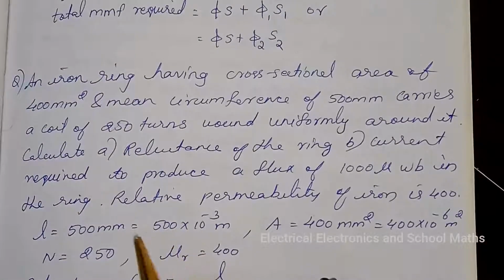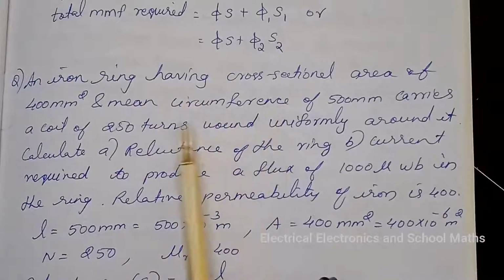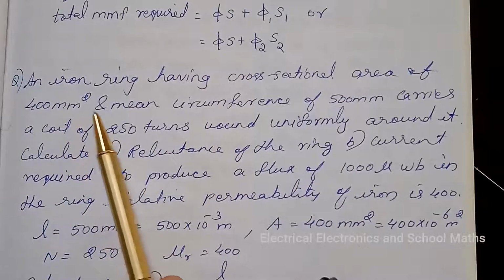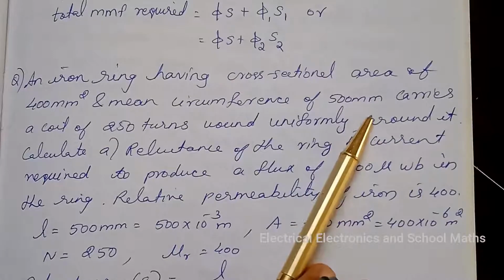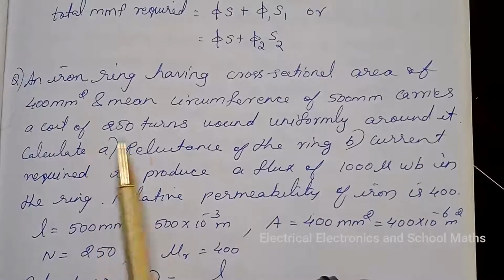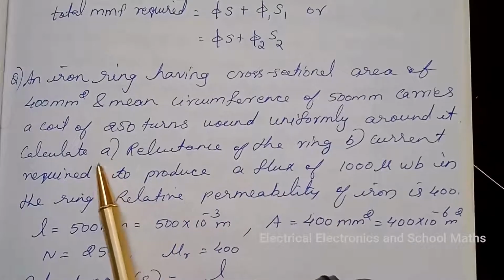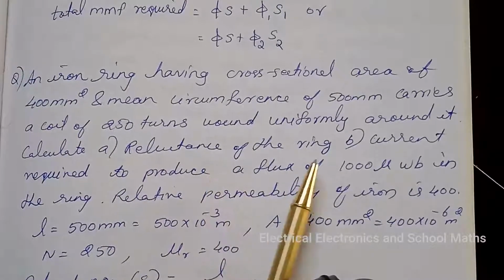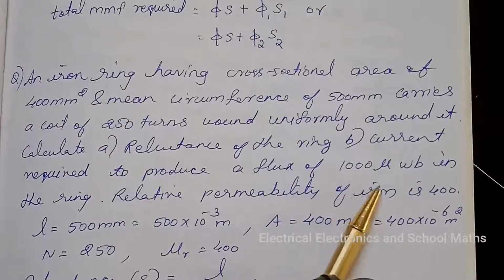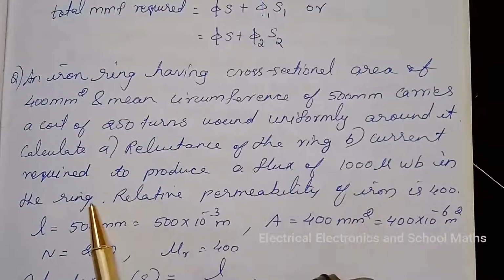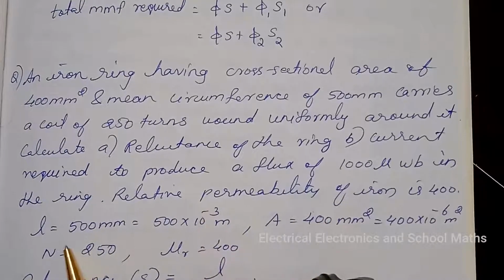Now let us go through a problem. An iron ring having a cross-sectional area of 400 mm square and mean circumference of 500 mm carries a coil of 250 turns wound uniformly around it. Calculate the reluctance of the ring and the current required to produce a flux of 1000 microweber in the ring. The relative permeability of iron is given as 400.